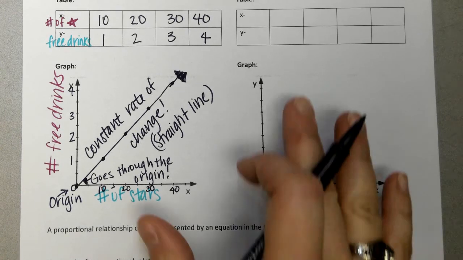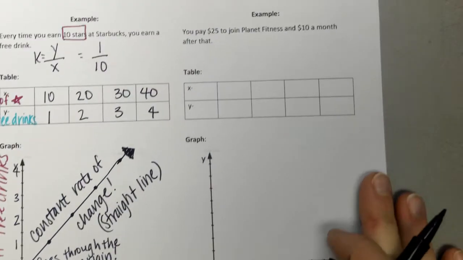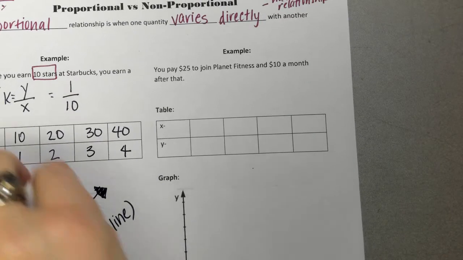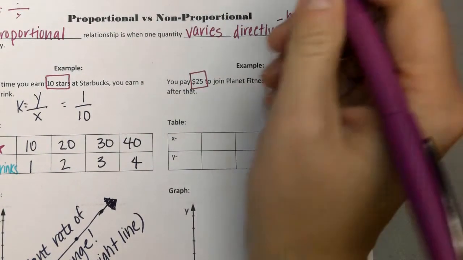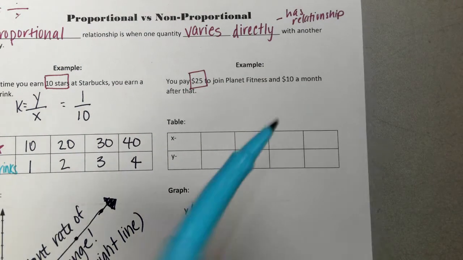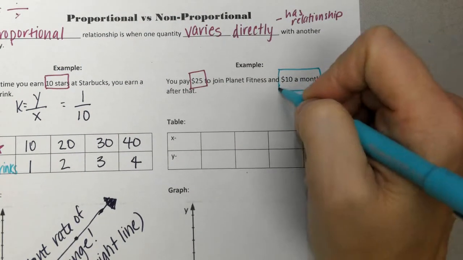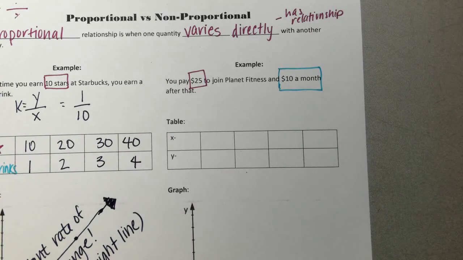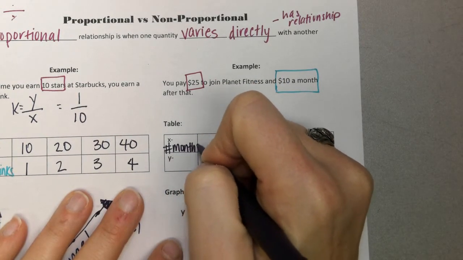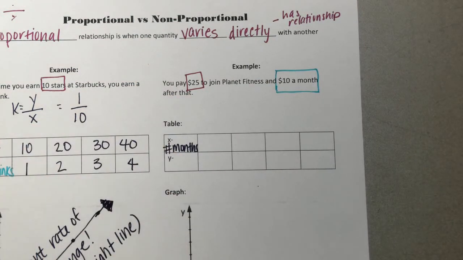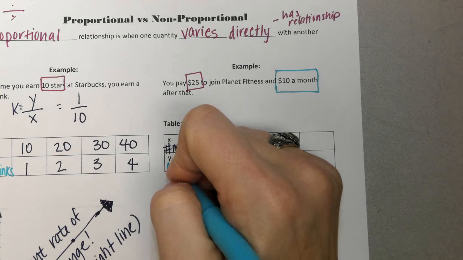So let's go ahead and do this other example, and then we'll finish the rest of the notes. You pay $25 to join Planet Fitness, and $10 a month after that. Okay, $25 to join Planet Fitness and $10 a month after that. So your x is going to be your number of months, and your y is going to be cost.